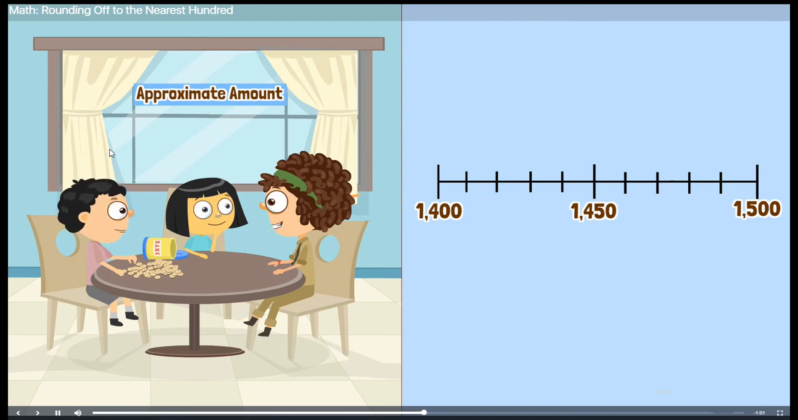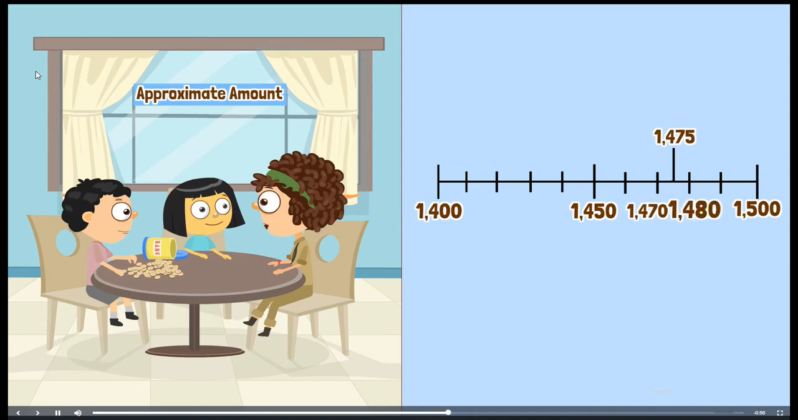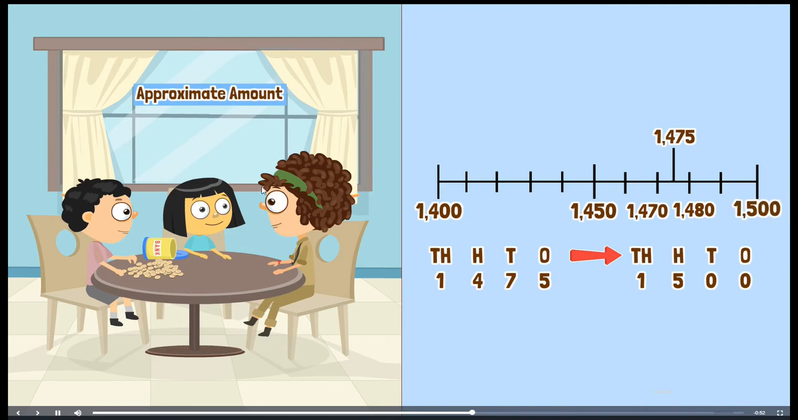So 1,475 will lie in between 1,450 and 1,500. So it will be rounded to 1,500.